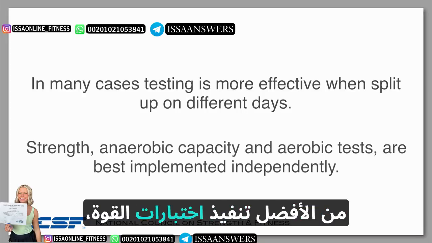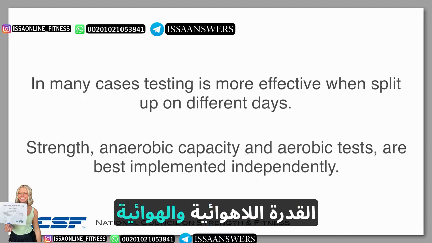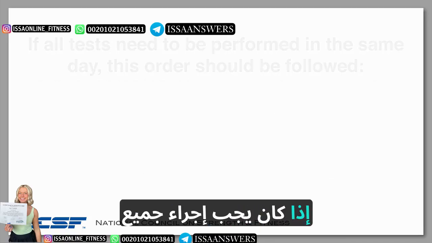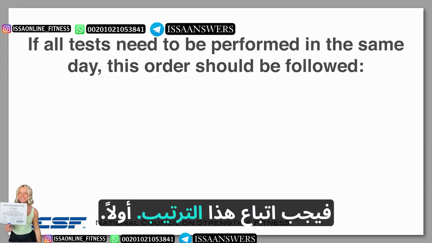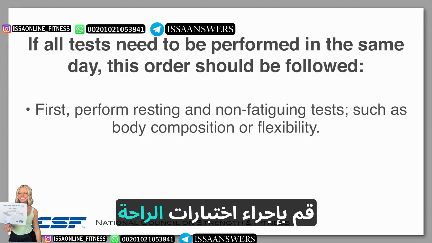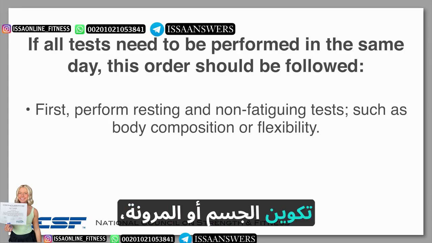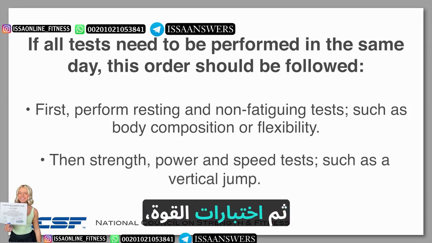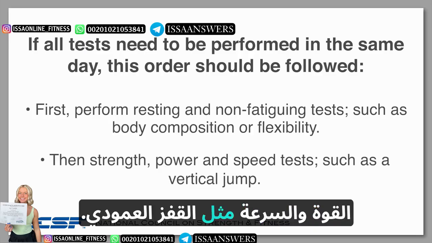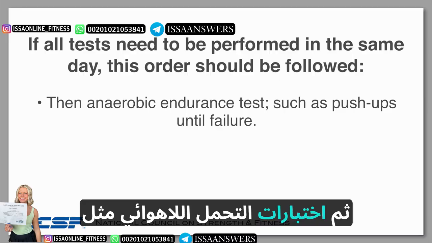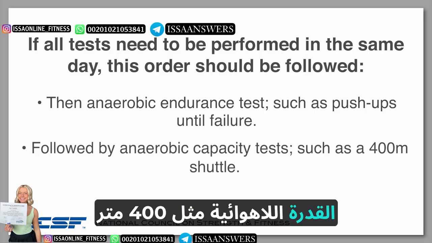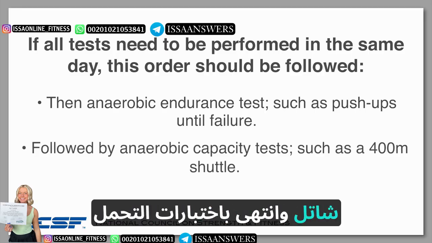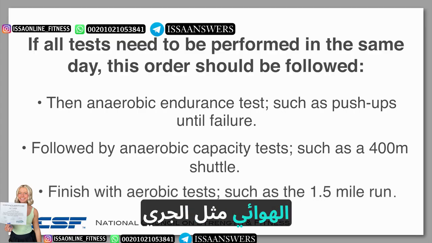Strength, anaerobic capacity, and aerobic tests are best implemented independently. If all tests need to be performed in the same day, this order should be followed. First, perform resting and non-fatiguing tests, such as body composition or flexibility, then strength, power, and speed tests, such as a vertical jump, then anaerobic endurance tests, such as push-ups until failure, followed by anaerobic capacity tests, such as a 400-meter shuttle, and finish with aerobic tests, such as the 1.5-mile run.